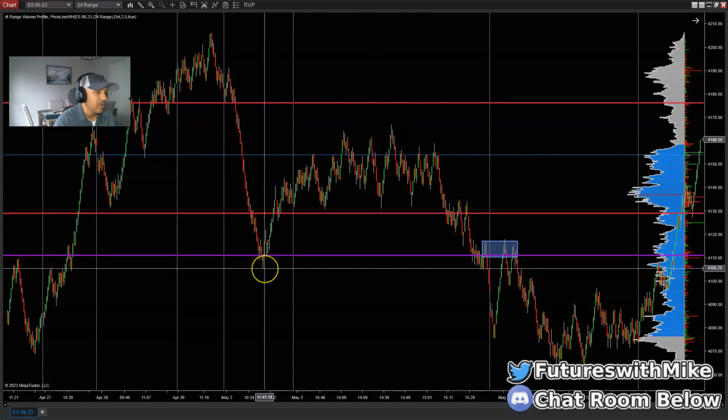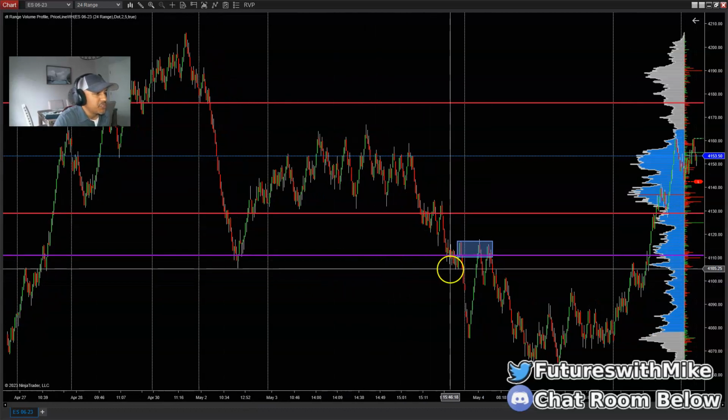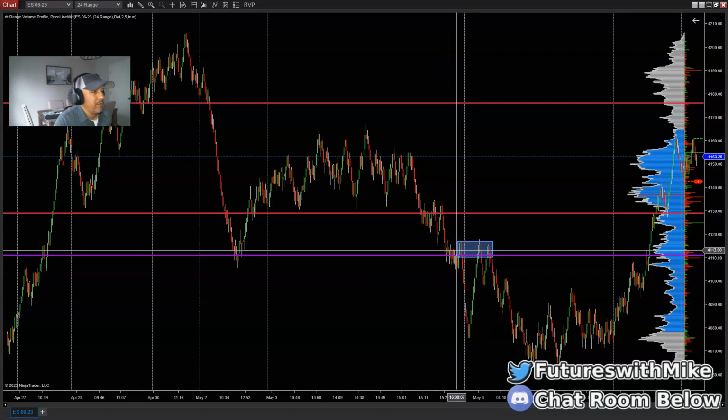So we broke below 4,105 and 0.25. So 4105.25, okay? 4105 and a quarter. All right, so we broke structure to the downside. It pulls back. We have a supply zone right there, okay?